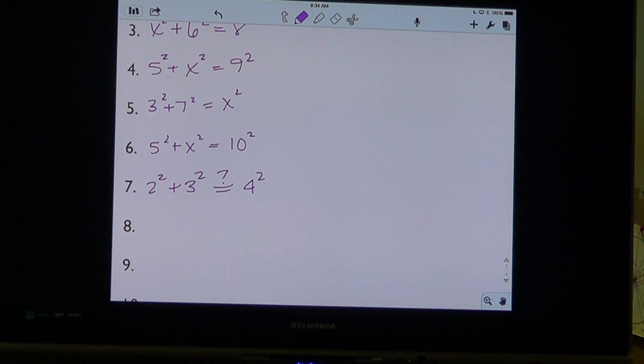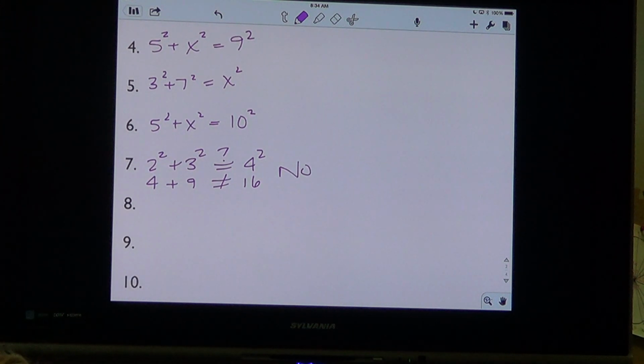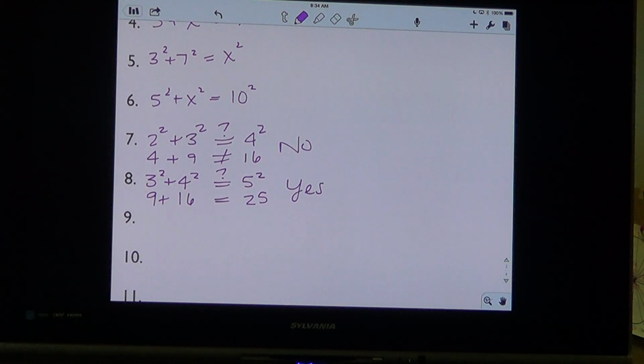So what's 2 squared? 4. 3 squared, 9. And 4 squared? 16. Does 4 plus 9 equal 16? No. So that's no. So 8, we would do what? 3 squared plus 4 squared equals 5 squared. 3 squared is 9, and 4 squared is 16, and 9 plus 16 equals 25, so that's right. So yes. Good.